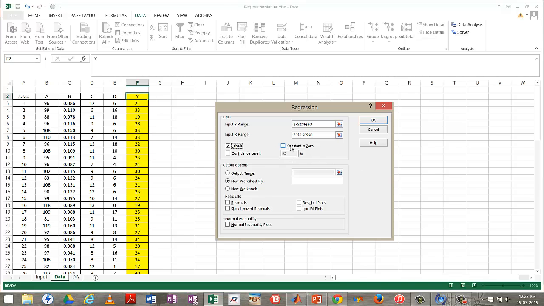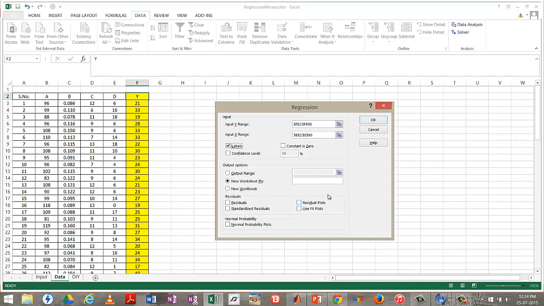The idea here is the constant is 0 basically means should the regression line be forced to go through the origin, and we don't want that, so we won't check that. That basically means in your equation y is equal to beta naught plus beta 1 x1 plus beta 2 x2 and so on, your beta naught is going to be forcefully set to 0, and that's not something you want. Out here you also have something called confidence level, and that gives you the option of choosing a confidence level, or essentially an alpha that is different from 0.05 or 95%, but we're quite happy with 95%, so we will leave that.